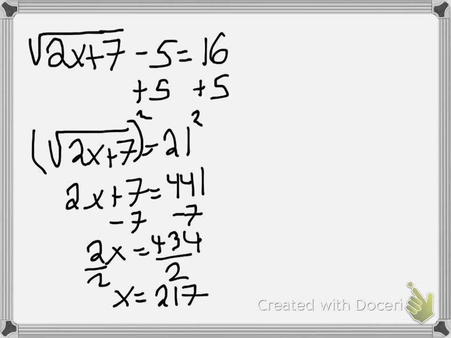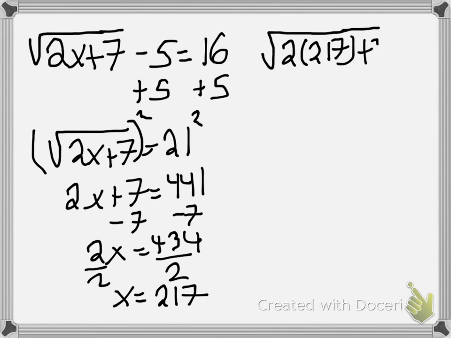Now remember, what do we have to do? We have to check our answers. So now we're going to put our x back into our original equation. So we got the square root of 2 times 217 plus 7, minus 5 has to equal 16.